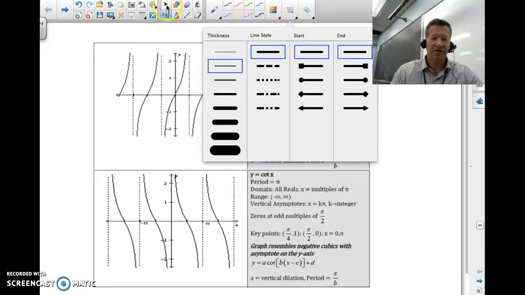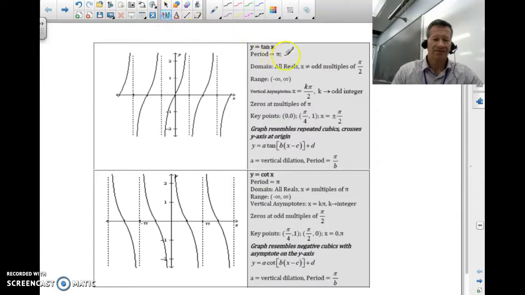So let's start out with tangent x. Again, think of this scale as being pi over 2. So that's 1 pi over 2, 2 pi over 2, 3 pi over 2, and so on. Same thing in the other direction, negative pi over 2. You'll notice that tangent and cotangent look like cubics. The difference is they approach an asymptote instead of going to the right forever. But these cubics keep recurring one after another, okay?